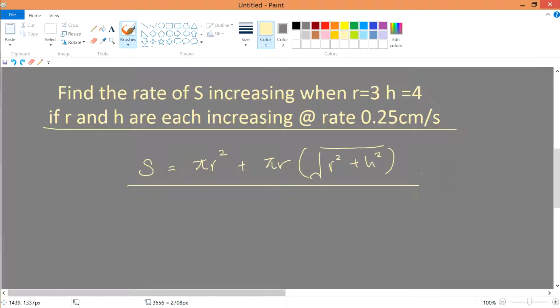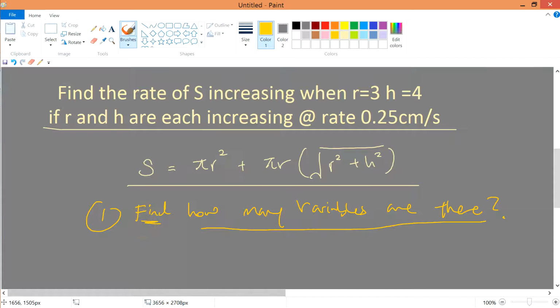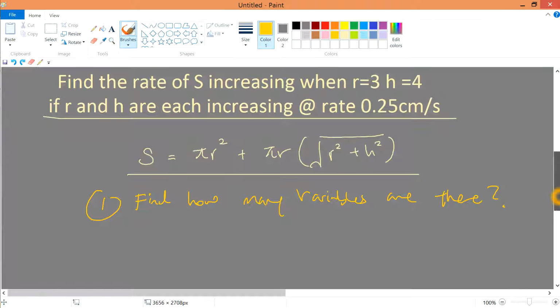To start, you don't even know this is a chain rule. Nobody tells you that. But as you can see, it is increasing at a rate, so you know that it's in terms of time. What you are going to do is find how many variables there are. From here we can see that there is R and H, so there are two variables, excluding pi, because pi is just some number. So we would have two terms of the partial differentiation chain rule.